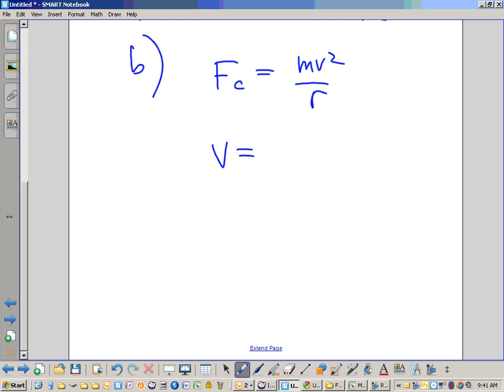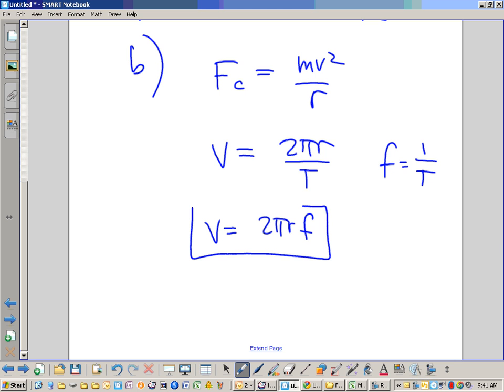What relationship are we going to use? 2 pi r. Okay, so we know that 2 pi r over period is equal to velocity. But we also know that frequency is equal to what? It's the reciprocal of period. So velocity is simply 2 pi r frequency. That's easy. Okay? That's part B.